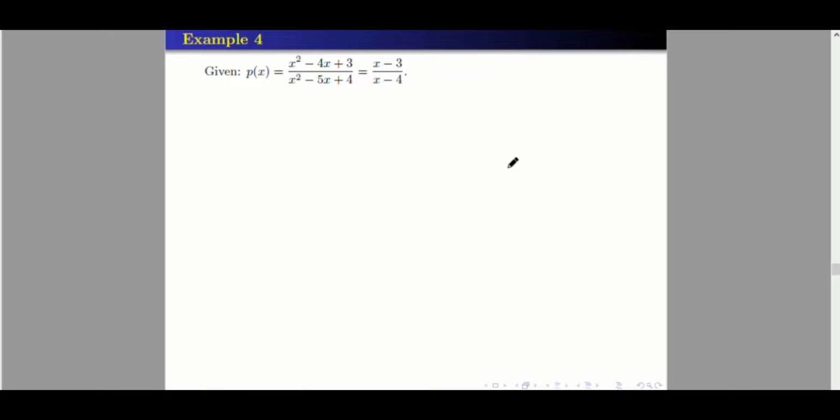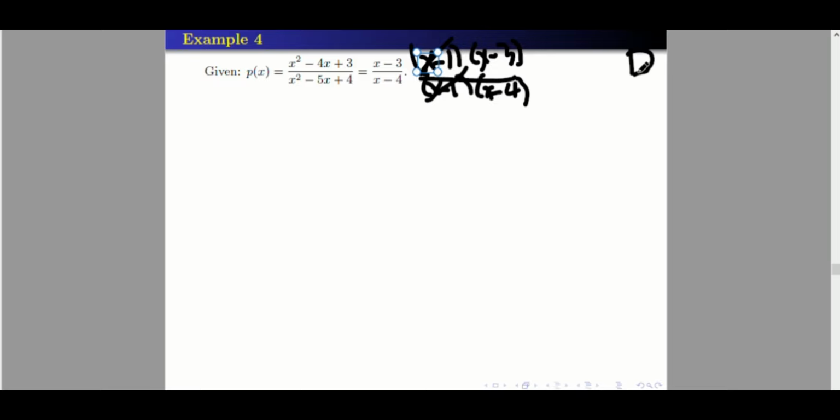Okay, example 4. So last time we have this. We can simplify this one to x minus 3 over x minus 4. Why? Because if we factor, this is x minus 1 times x minus 3 and x minus 1 times x minus 4. Okay, so we can cancel x minus 1.